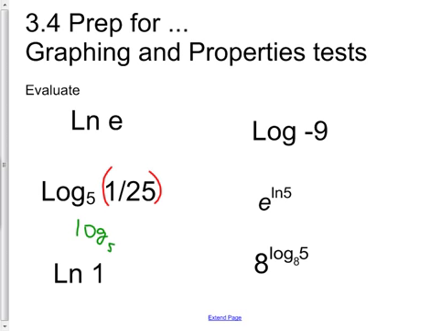Log base 5 of 5 to the something. Well, 5 to the what? How do I get the 25, first of all? That's got to be squared. And then how do I get it to be 1 over 25? So the final answer is that's equal to what? Negative 2. In other words, if you were able to use a calculator to do this, and you typed this in the calculator, your answer would be negative 2.